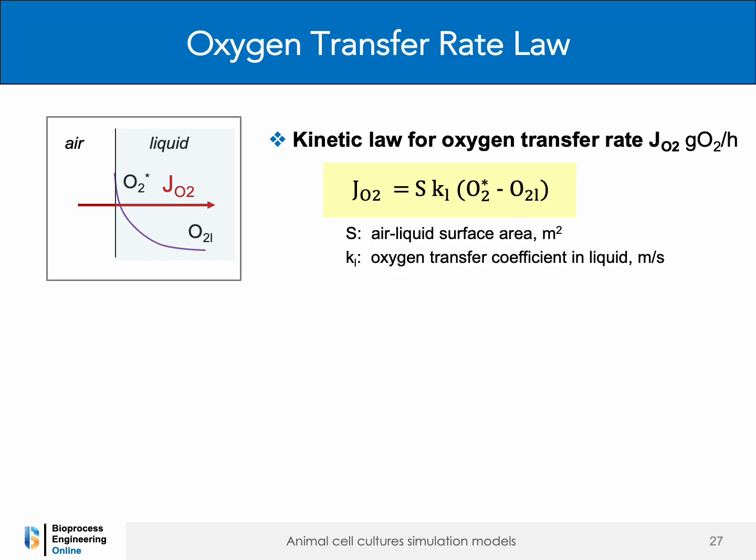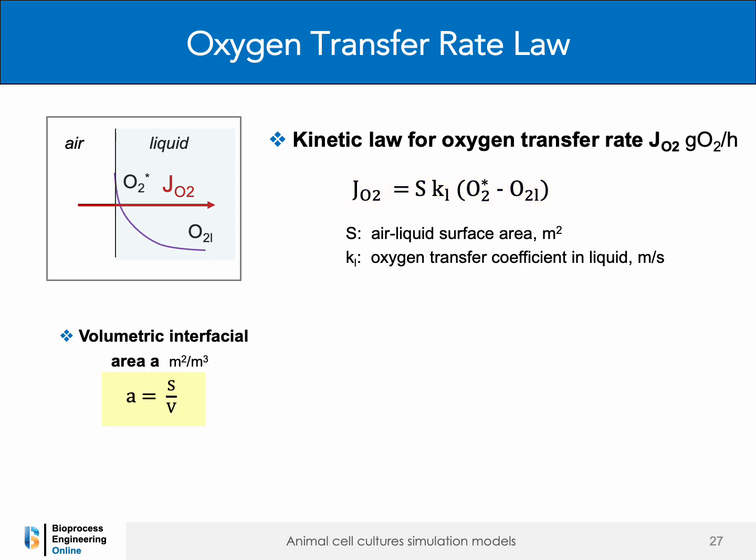JO2 equals S KL (O2 star minus O2L), where S is the transfer surface area between the air and liquid solution in square meters. KL is the oxygen mass transfer coefficient in the liquid phase solution in meter per second. The oxygen concentration difference, O2 star minus O2L, serves as the driving force for the oxygen transfer.